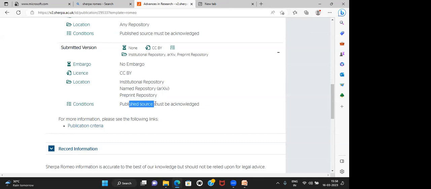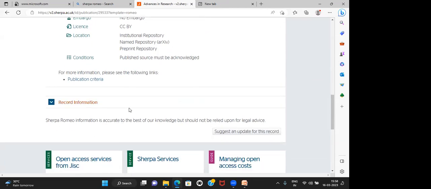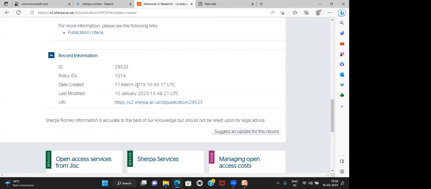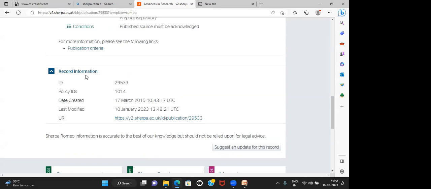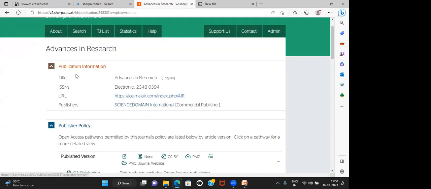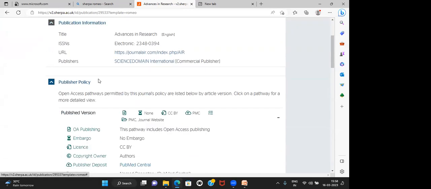And the condition is the same. Record information is also available here, the record item, policy item. This data was created on 17 March 2015, and it was last modified on 10th January 2023. So this is the information regarding this journal. If you want to publish an article in this journal, we have to maintain these mandates given by the publishers.